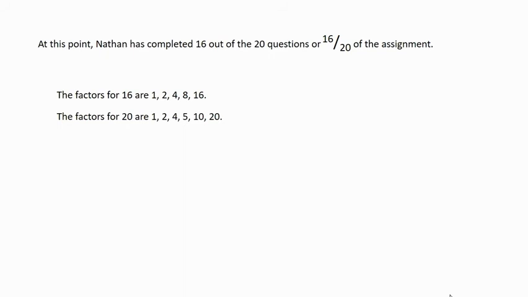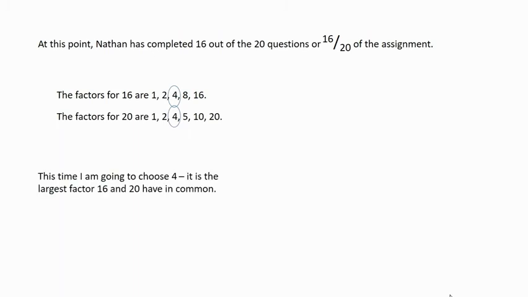There they are again. And let's think about what they have in common again. 1, 2, and 4. This time, let's go with 4. It's the greatest factor they have in common, otherwise known as the greatest common factor. You might even hear it called GCF, greatest common factor. So this time we're going to put the questions in groups of 4.